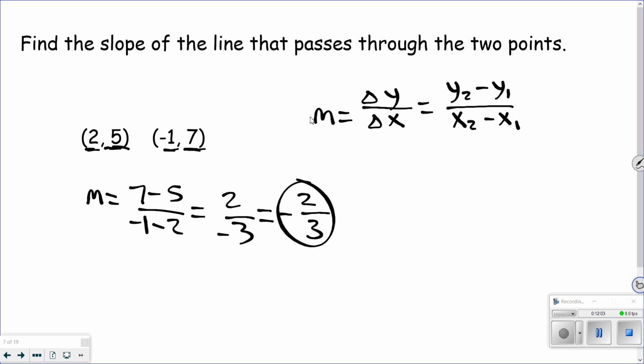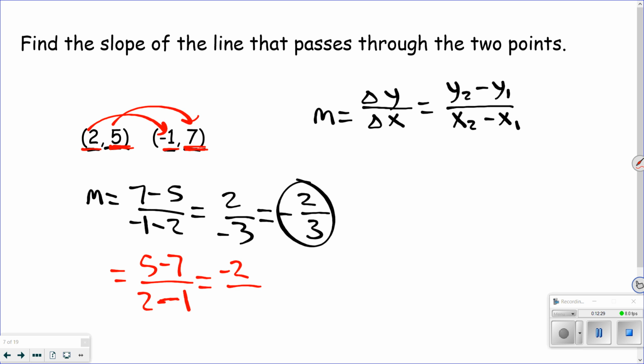Now I want you to notice something. If I had switched those around, instead of going 7 minus 5, if I'd gone 5 minus 7, let's try that. Let's go 5 minus 7. You could do that, but then if I go 5 minus 7, I have to go 2 minus negative 1. You have to go in the same order, right? Watch what happens. I end up with on top a negative 2. That changes to a plus. So on the bottom, I ended up with 3. A negative 2 over 3 is still a negative 2/3. So I get the same answer.